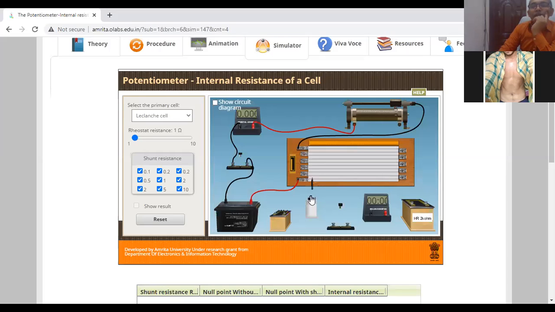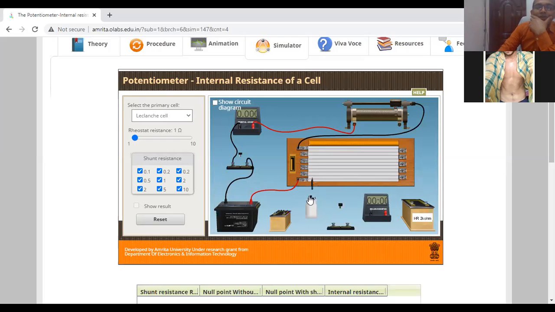Let us check one of the positive terminals of the cell. If the black one is negative, so black must be connected with the, okay, K1, okay, see. Now time is not so much, 10 minutes. Within that, we have to work.